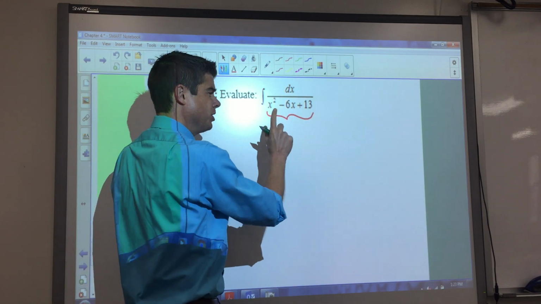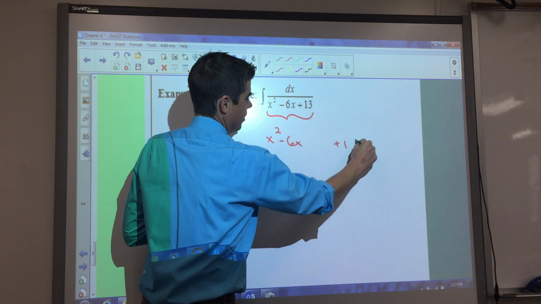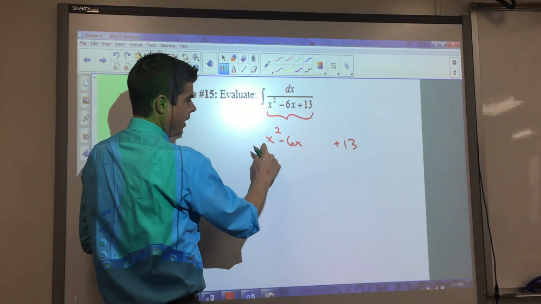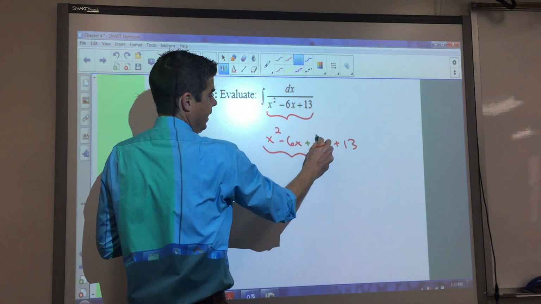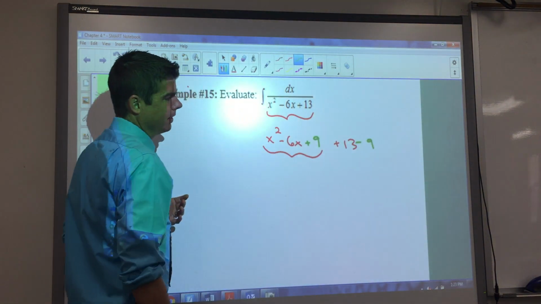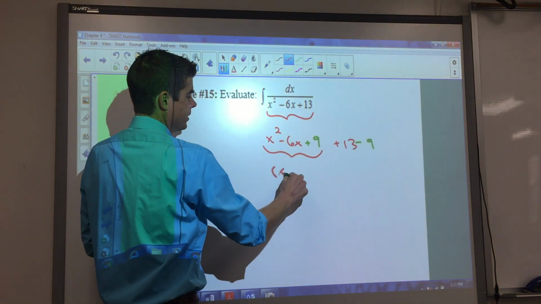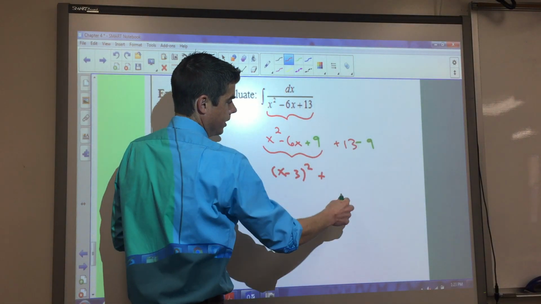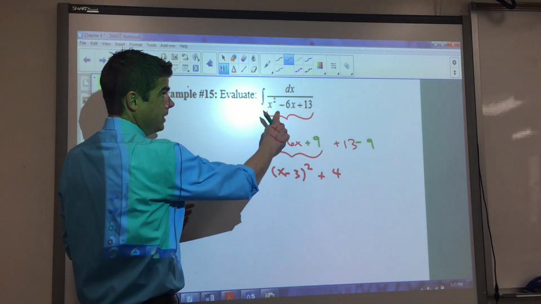So I want to do just a little bit of algebra first. x squared minus 6x, and push that 13 aside. Let's complete the square of the denominator first. Just to review, for x squared minus 6x, we would really have liked a plus 9 to complete that square, so we'll go ahead and subtract 9 to keep it balanced. And so now I have (x minus 3) squared plus, and look how nice that was, 4. So that's equivalent to my denominator.